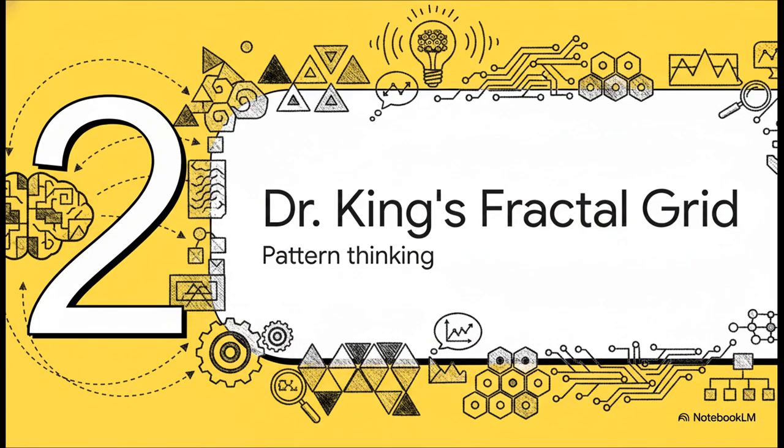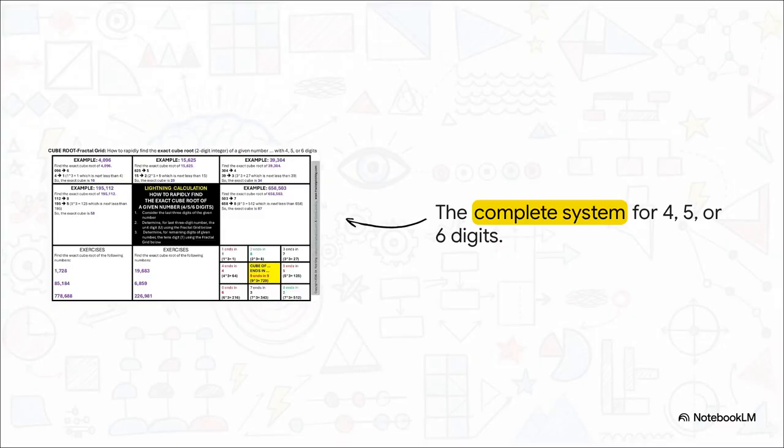Moving to Section 2, Dr. King's Fractal Grid. This is all about using pattern thinking over raw calculation. Notice how this single grid perfectly organizes all the rules and examples you need to break down these huge numbers. The center anchors the methodology, the corners provide examples, and the bottom right gives you the exact key you need to unlock the puzzle. It just brilliantly illustrates how visualizing information can make complex tasks instantly digestible.